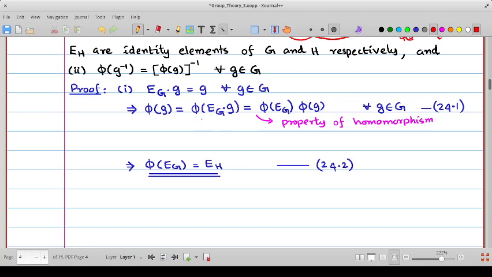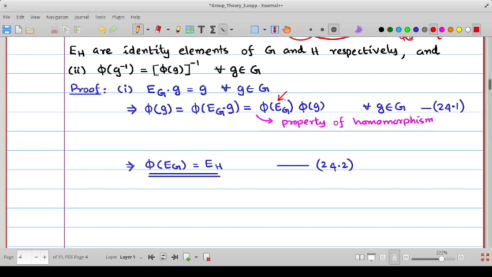But since phi is a homomorphism, this should be equal to phi of EG times phi of G. But now phi of EG and phi of G are elements in the group H, and the product over here is the product in group H. So this means that phi of G, which is an element of the group H, is equal to the same element phi of G times another element phi of EG in the group H.